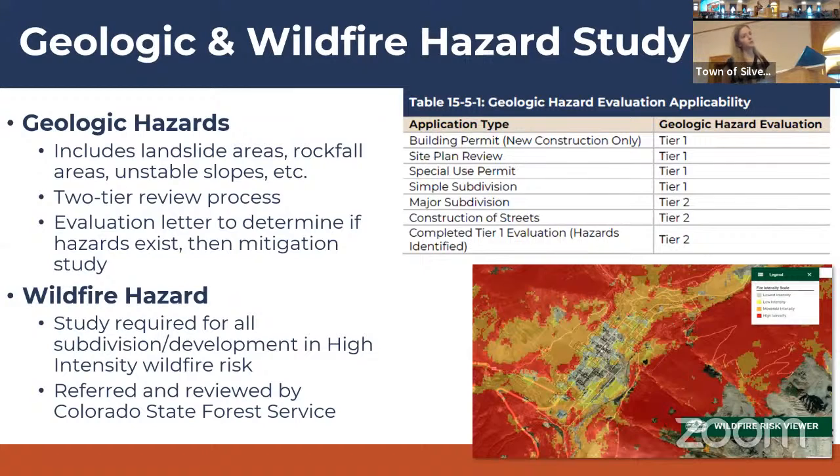And then finally, the 2 new proposed are geologic and wildfire. So geologic hazards include things like landslide areas, rockfall areas, and unstable slopes. And then wildfire hazards are required for anything that is defined as high intensity wildfire risk based on the map that is put together by the Colorado State Forest Service. And if you are in those areas, you can have a mitigation study submitted to the Colorado State Forest Service in order to build there. Next slide, please.